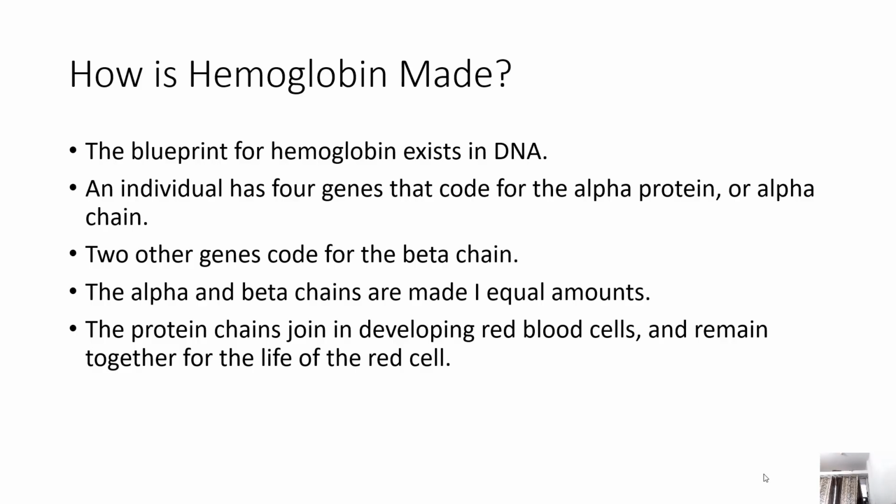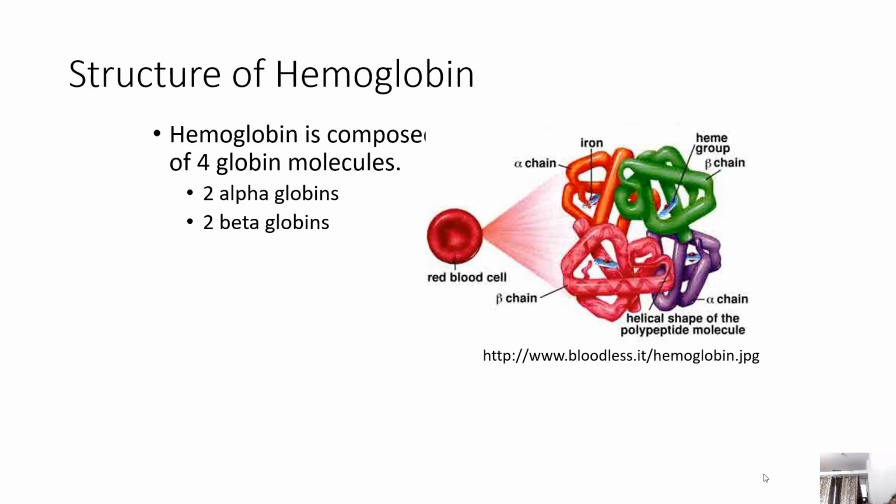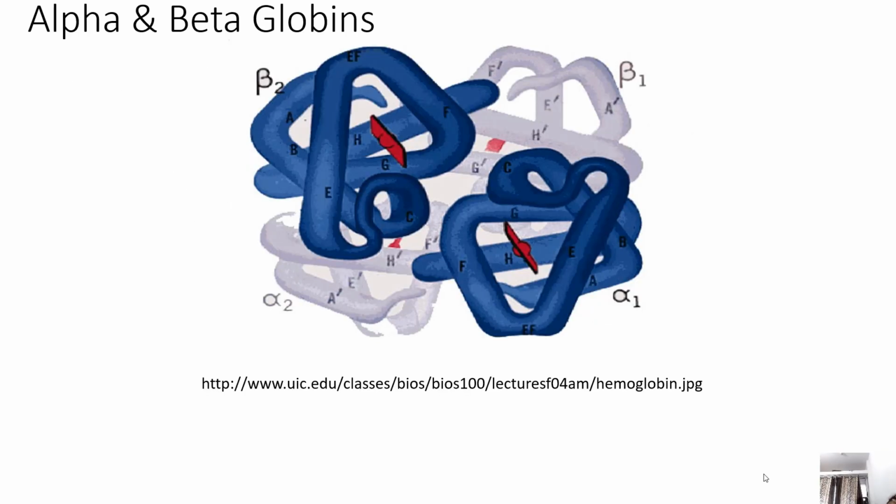That's obvious because that's the genome that codes for everything. An individual has 4 genes that code for the alpha chain, and 2 other genes code for the beta chain. So the alpha and beta chains are made in equal amounts. The protein chains join in developing RBCs and remain together for the life of the red cell. The structure of hemoglobin comprises 4 globin molecules, 2 alpha globins and 2 beta globins. This is the structure.